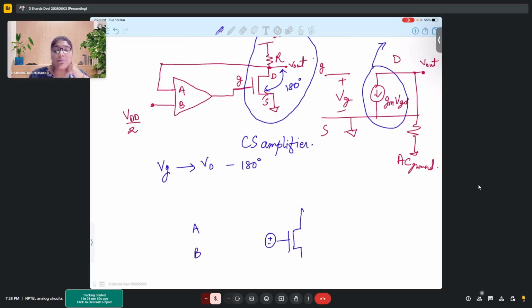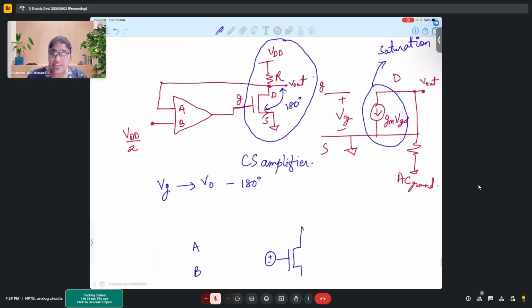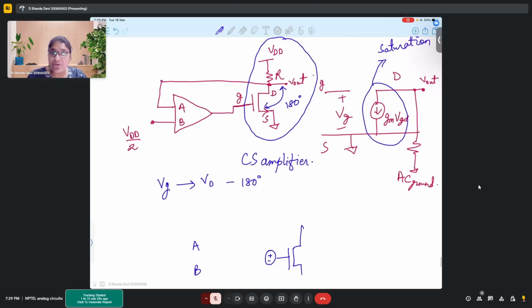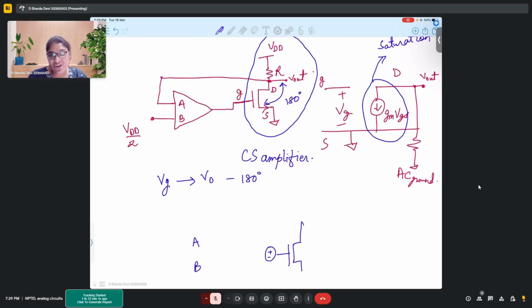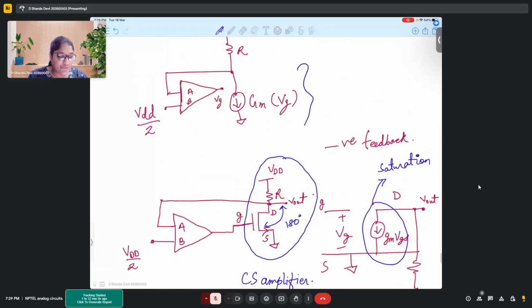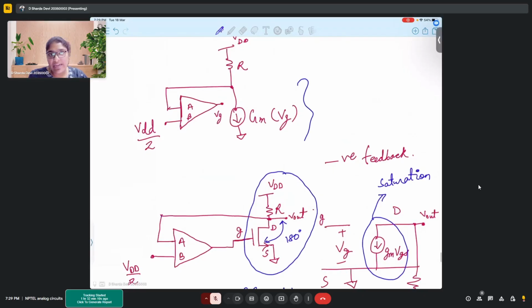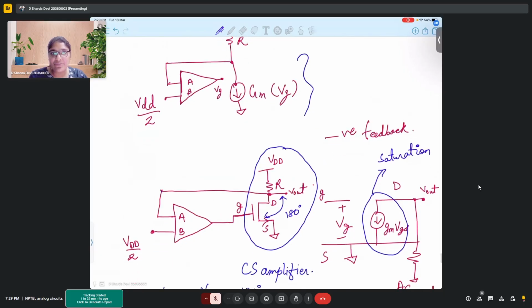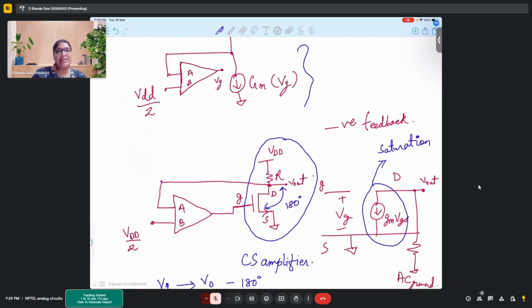If that is the method, then it can be applied for any circuit. I'm not aware of this method, to be honest. I have not gone through this method, so I cannot comment. But the moment I saw this current source, VG and all, I could relate it to the CS amplifier, and because I have an idea of the CS amplifier, that's why I went with this particular approach.